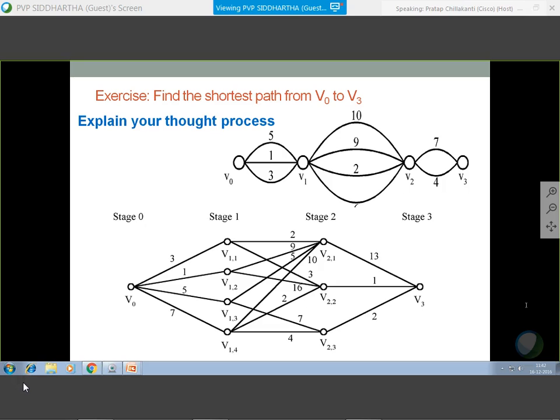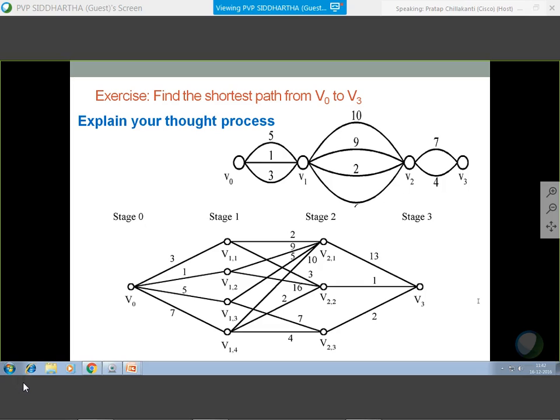So what is the lowest weight from V0? 1, the edge 1, right? So I take 1 and come to V12. That is stage 1. Okay. Now from stage 1, I'm going to select the lowest weight. There is one edge which is 9. There is another edge which is 16. So I take the 9 one. Okay. So I go V12 to 9 to V21. I come to stage 2.